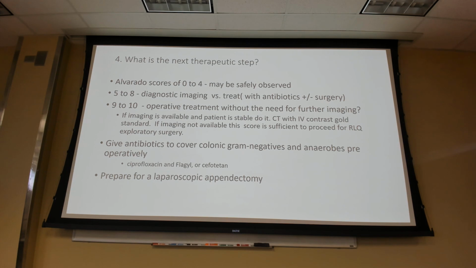Surgery? Okay. Here are our different Alvarado scores like I just talked about. Whether it's 0 to 4, we can usually observe them. 5 to 8, we need to do some sort of imaging, as we are at a higher risk for appendicitis. And then 9 and 10, typically operative management.